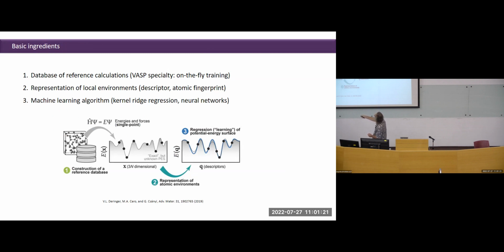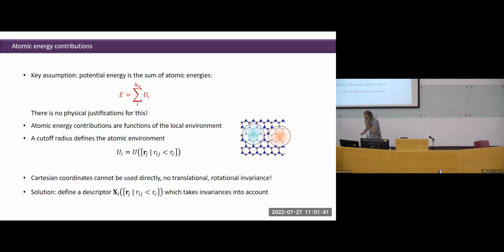And so a database of reference calculations, then some way of saying, well, where am I? To describe my environment, and then some fit of these reference results in terms of these environments. So the key assumption that we make is that we can describe our potential energy as the sum of atomic energies. If I have N atoms in my structure, then my total energy is a sum over some energies per atom.